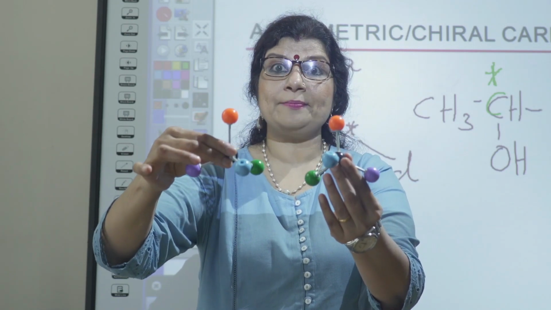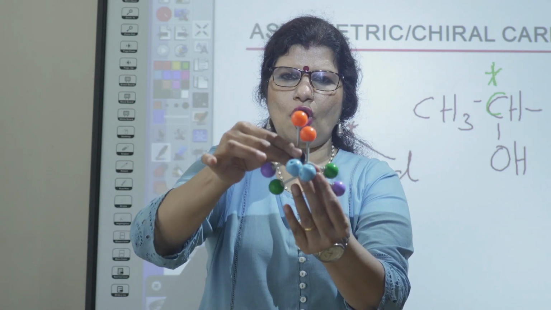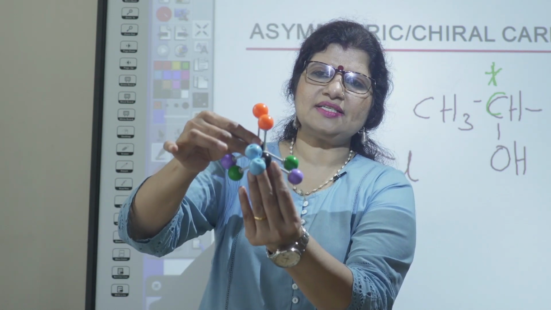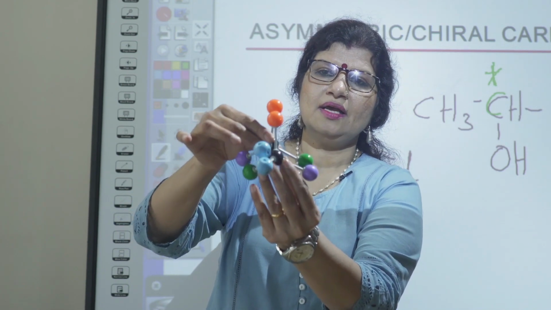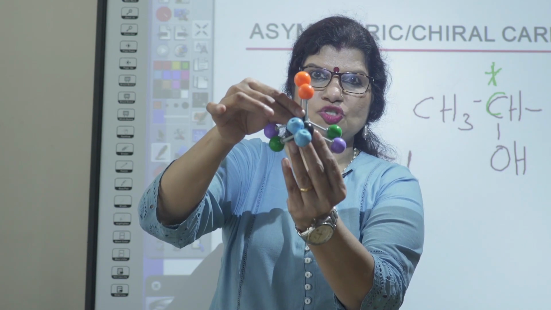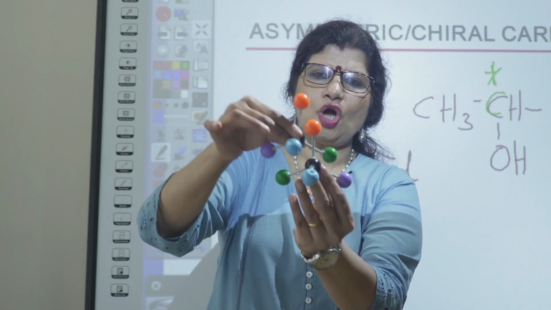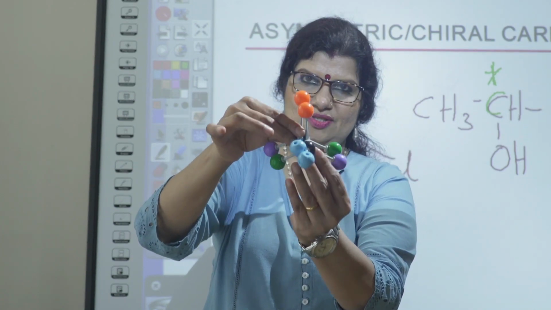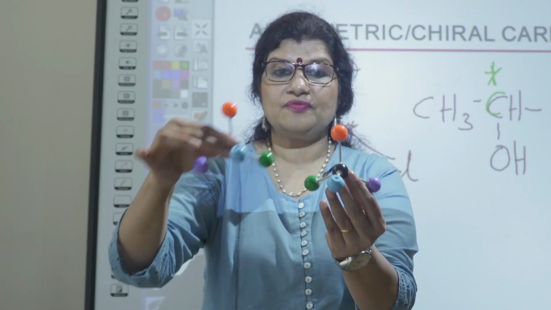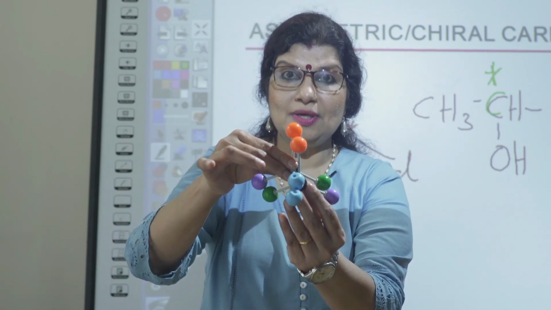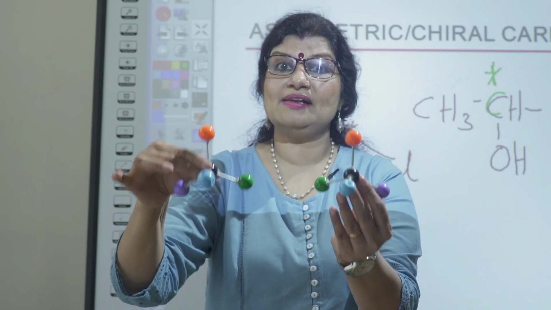Let's see if they can be superimposed. Okay, so what do I do? I place this on this, and I notice that the blue and the orange are superimposed, but the green and the purple are not superimposed. In other words, this mirror image is not superimposable on this. So this is a typical representation of a pair of mirror images which are non-superimposable on one another because of the presence of a chiral carbon.